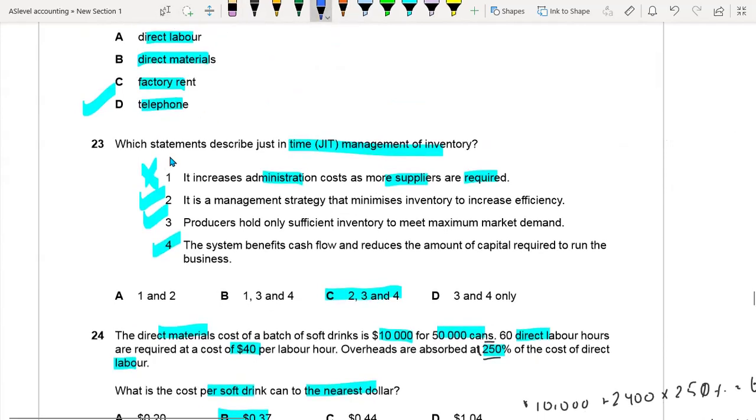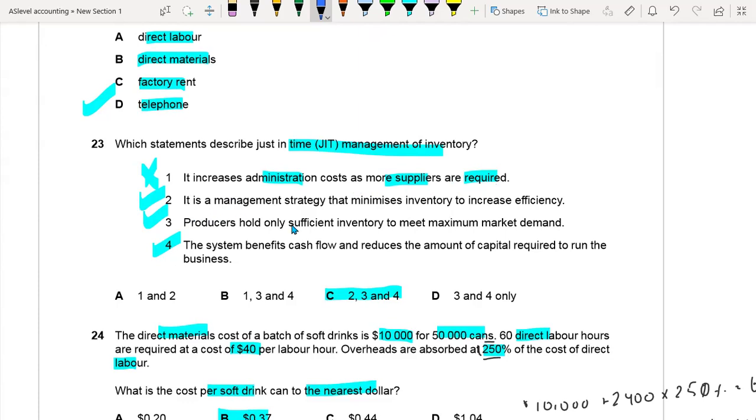So in the other question, which statement describes just-in-time management of inventory? First of all, it increases administration cost as more suppliers are required. So this is not right, because if you are using JIT, you are not required to have many suppliers. You can implement JIT by using the services of only one supplier. So option one is not the right option.